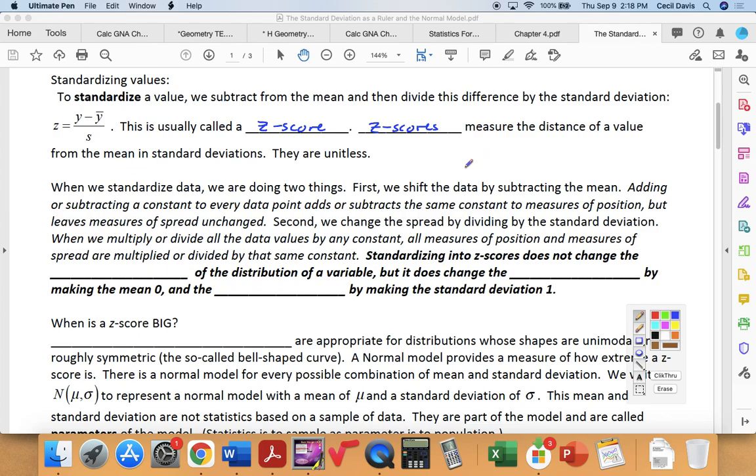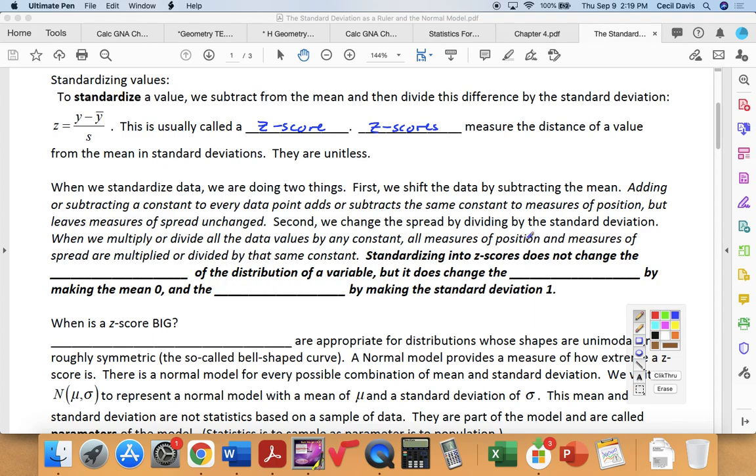The first thing we do is shift the data by subtracting the mean. When you add or subtract a constant to every data point, that adds or subtracts the same constant to the measures of position, but leaves the measures of spread unchanged. If you added 10 points to everybody's score, that moves up the average score, but it doesn't change the standard deviation, the interquartile range, or the range. Second, we change the spread by dividing by the standard deviation. When we multiply or divide all the data values by any constant, all measures of position and measures of spread are multiplied or divided by that same constant.